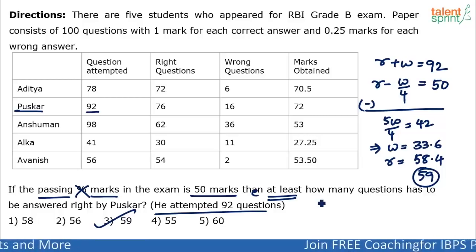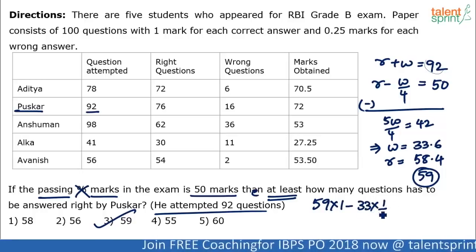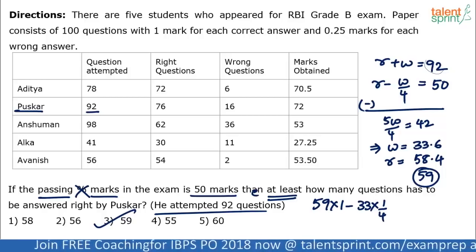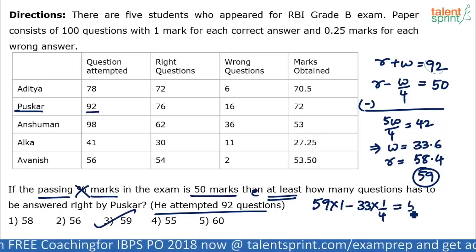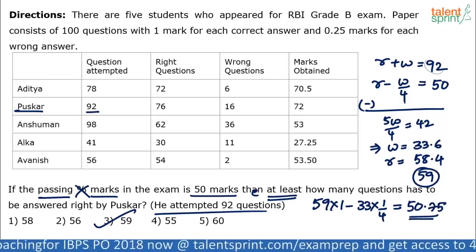If 59 are right, he will get 59 into 1. If 59 are right, how many will be wrong? 92 minus 59 is 33. Then 33 into 1 by 4. 33 by 4 is 8.25. So 59 minus 8.25 will give you 50.75. Yes, he is able to pass the exam. So 59 is the answer.